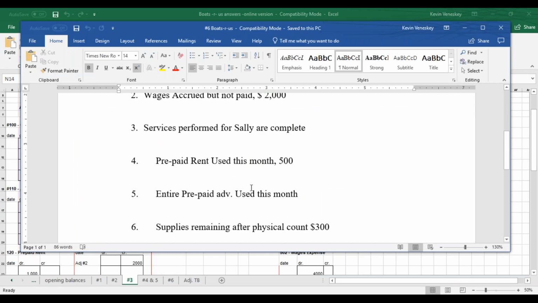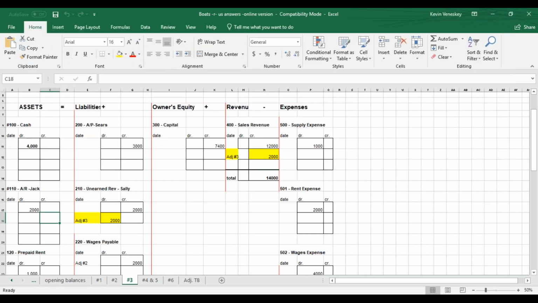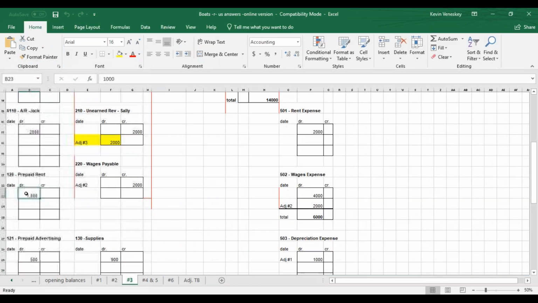With number 4, prepaid rent was used this month. So I need to look, and yep, I do have prepaid rent. I have 1,000 of it, so I actually have 2 months' worth. Well, it tells me I'm using 1 month.